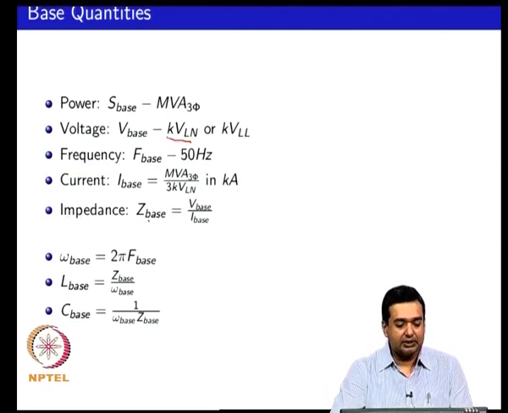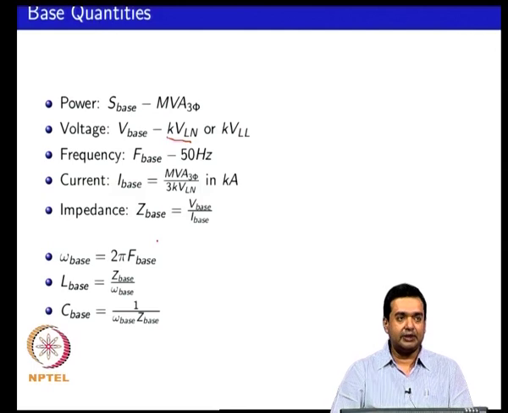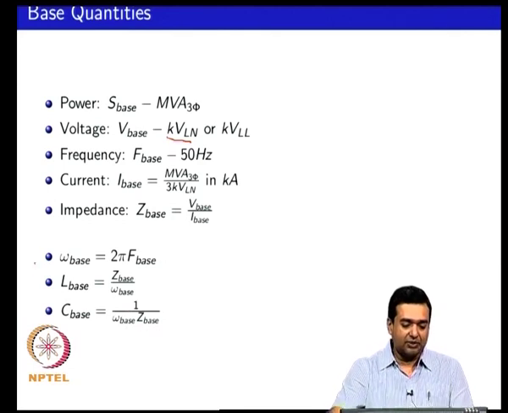Your impedance Z base is your V base by I base, and you could have derived quantities. These are useful especially when you are designing power converters, when you are looking at filter design, etc. Your omega base is 2 pi F base. Your L base can be obtained as your Z base divided by omega base, and your C base can be obtained as 1 by omega base Z base. So these are useful especially when you are looking at power converters, filters, etc.